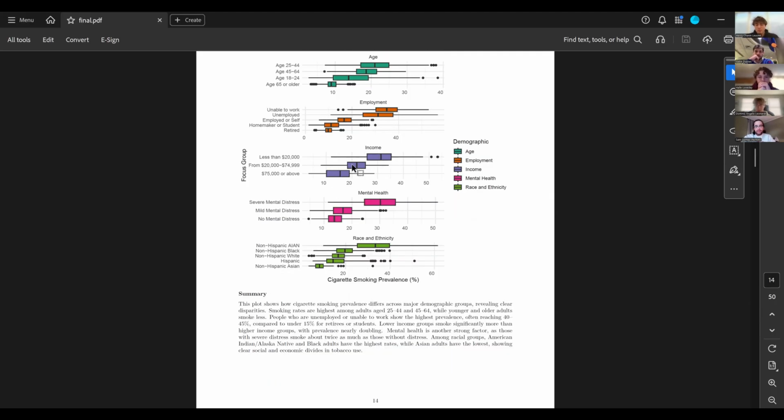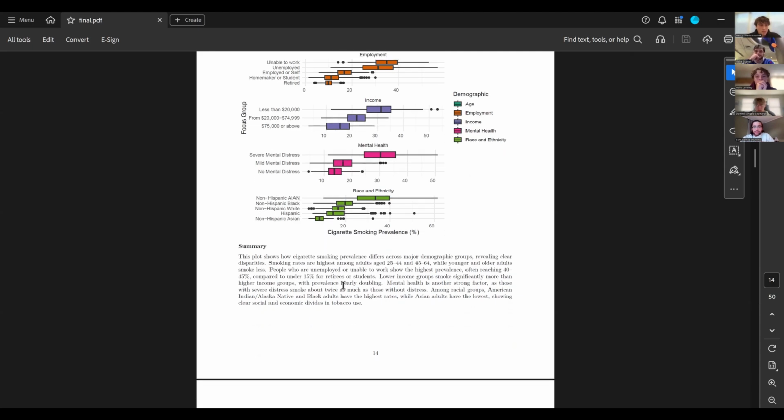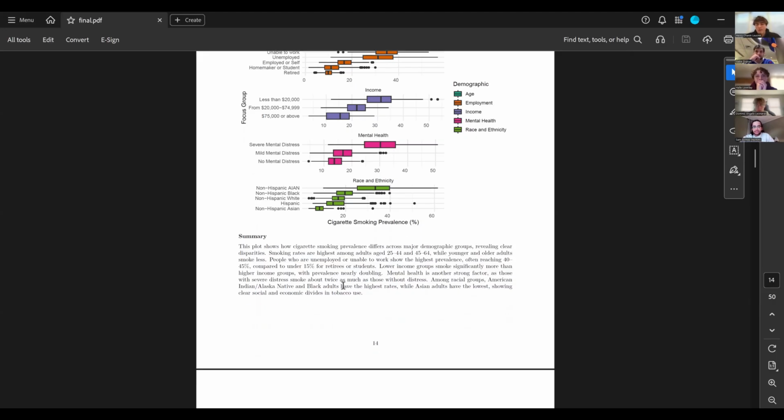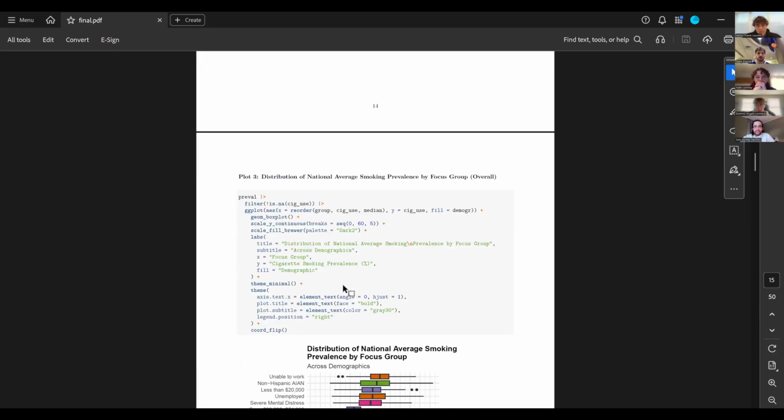Then in the income group, we can see that as the amount of income that you make increases, the less you tend to smoke, with people with less than $20,000 of income smoking the most. Similar scenario with mental health, as people with severe mental distress smoke much more, and then as that mental distress decreases, we see a lower smoking prevalence. Lastly, with race and ethnicity, we see that non-Hispanic American Indians and Alaska Natives smoke much more than any of the other groups. And as we'll see in some other plots, this means that they have a higher average disparity than others.